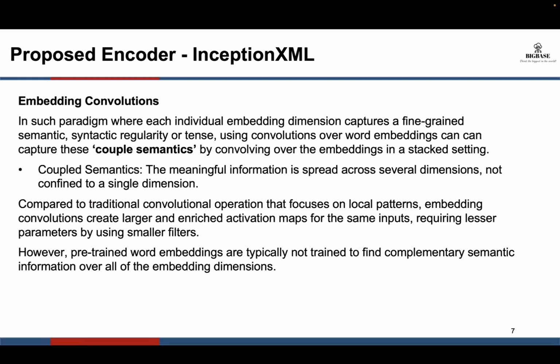And for embedding convolutions, when models generate word embeddings, they can successfully capture fine-grained regularities. In such a paradigm, where each individual dimension in the embedding captures a fine-grained regularity, using convolutions over word embeddings can capture these coupled semantics by convolving over the embeddings in a stacked setting. And here, what we mean by coupled semantics is that the meaningful information is spread across several dimensions and not confined to a single one.